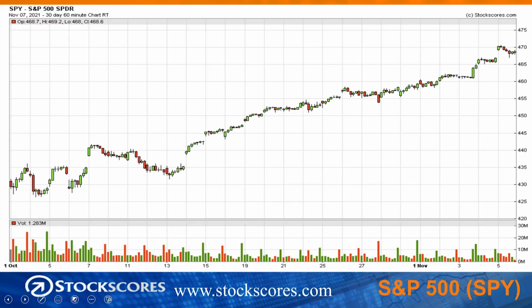Okay, well, I hope that's been useful, and let's get on to this week's market analysis. And as always, we start off with the S&P 500. This is the 60-minute chart.